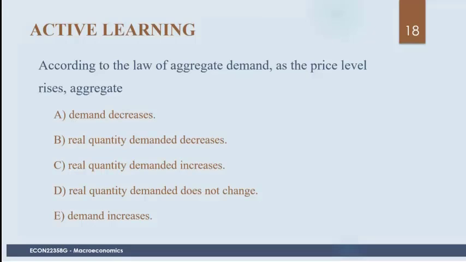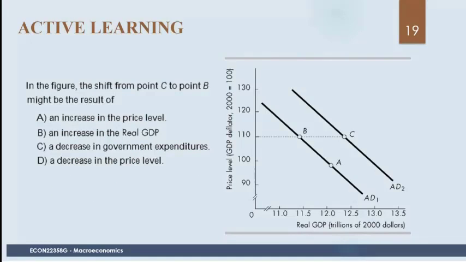Okay, let's see how you did. Okay, so only half of you who answered got the right answer. So the answer is B. Real quantity demanded decreases. Here's another question. In the figure, the shift from point C to point B might be the result of which of the following? Okay, go ahead. The poll's open. Okay, everyone got the responses in.